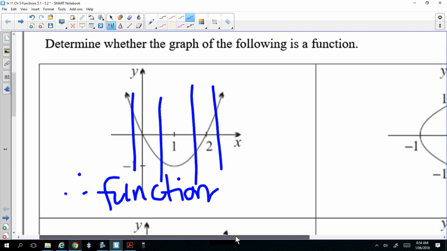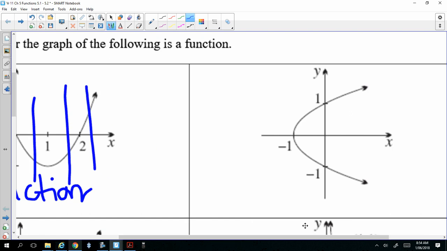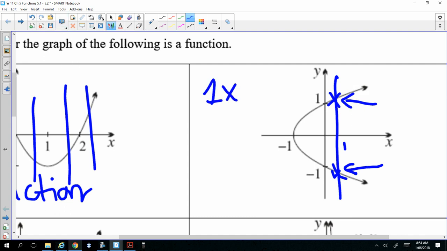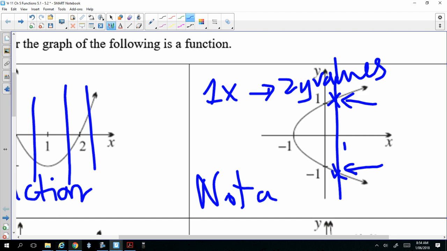On the other hand, if you look at this graph, it crosses twice. So for one x value, there's two different y values, right? So it doesn't fit the definition of a function. One x, two different y values. So we say this is not a function. This is a relation.